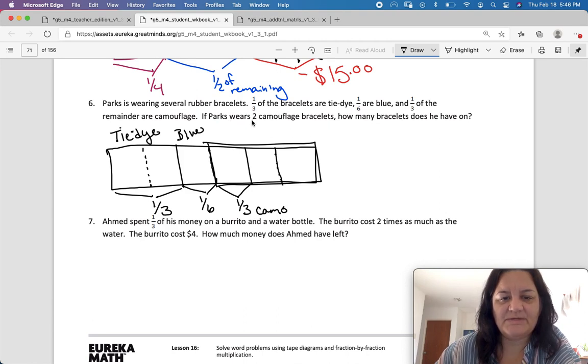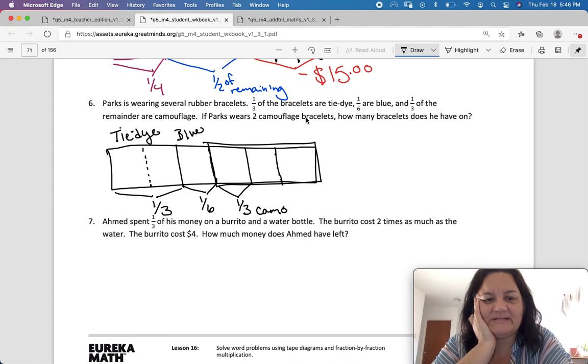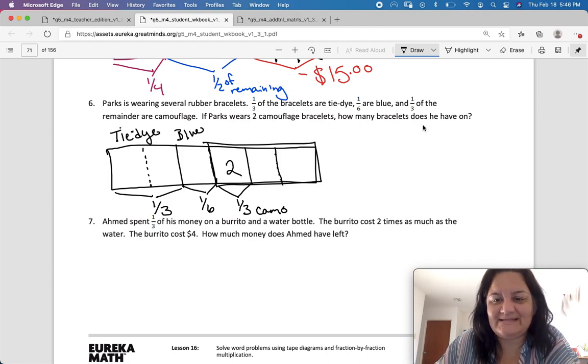If Park wears 2 camouflage bracelets, wait a minute. Park is wearing several rubber bracelets. 1/3 of the bracelets are tie-dye. 1/6 are blue. And 1/3 of the remainder are camouflage. Okay, so if he wears 2 camouflage bracelets, if this is 2, right? How many bracelets does he have on?